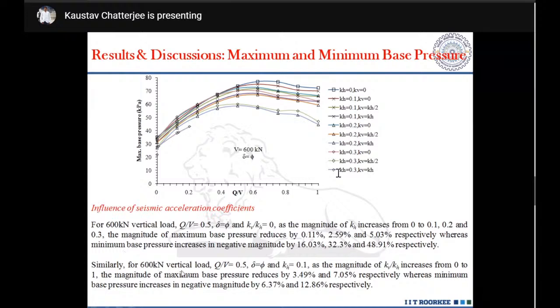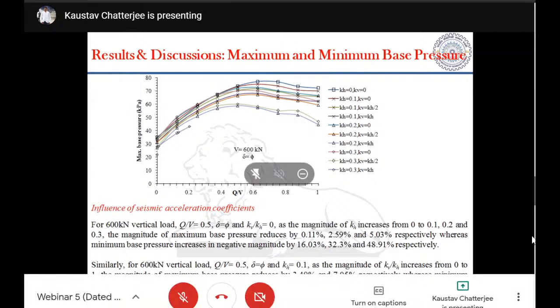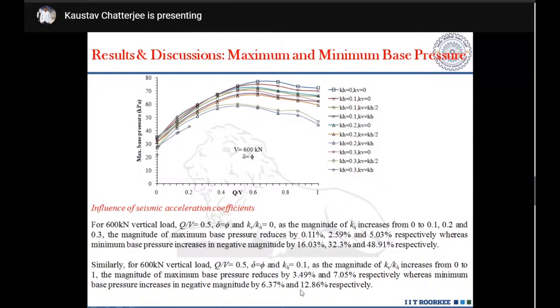Similarly, for a 600 kN vertical load, when Q by V is equal to 0.5 and kH is equal to 0.1, the magnitude of kV by kH increases to 1. The maximum base pressure reduces by 7.1%, as you can see in this particular figure, whereas the minimum base pressure increases in negative magnitude by around 13%. This is clear from the graph which we have drawn here.